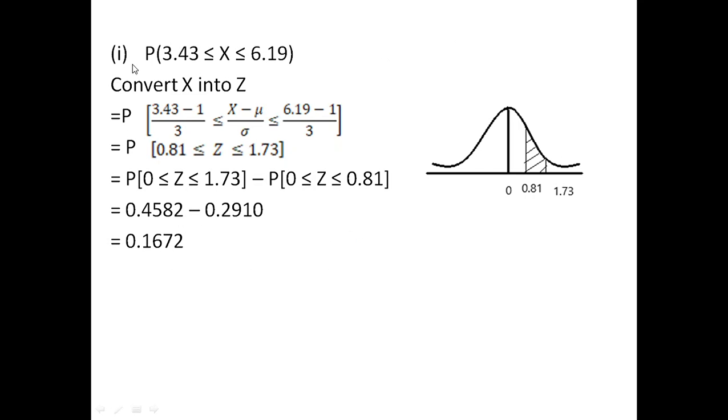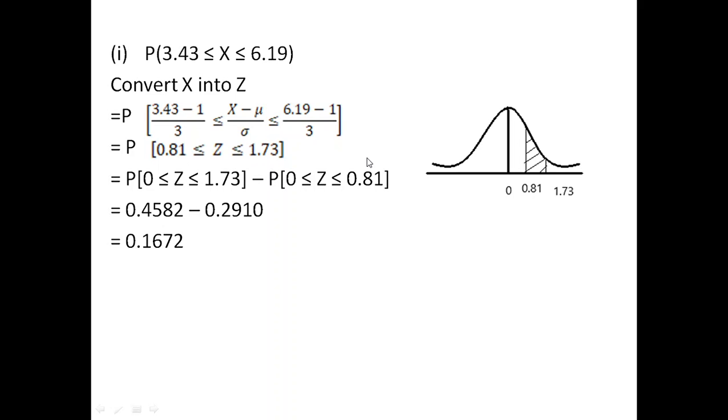Now, part 1. First of all, you have to convert this x variable into the z variable, because I have told you before that for finding the probability, we convert this normal distribution into the standard normal distribution. So for converting, we subtract the value of the mean from the value of x and divide by sigma. Here I have done the same thing: minus 1, because the mean is 1, and divided by the standard deviation, which is 3. Now we got these values.